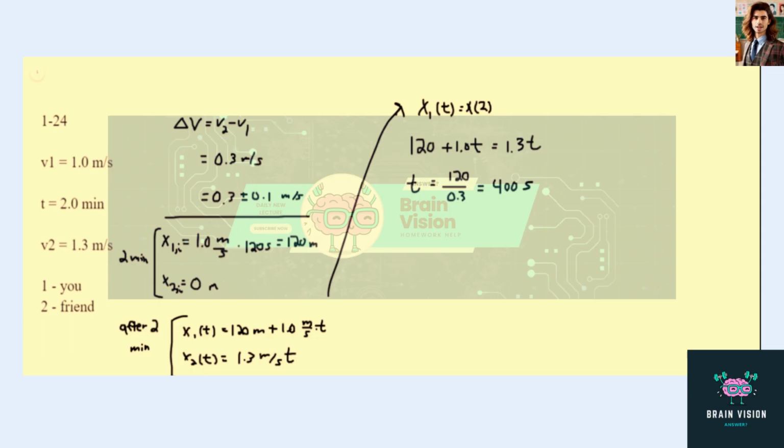But if you double check our question, it states that we want to know how far you travel, not the time at which you travel. Now that we have the time, we can use either one of these equations to figure out how far you travel, because it will give the same answer. So let's use x2, your friend's displacement. We have 1.3 times 400 seconds, which is 520 meters.